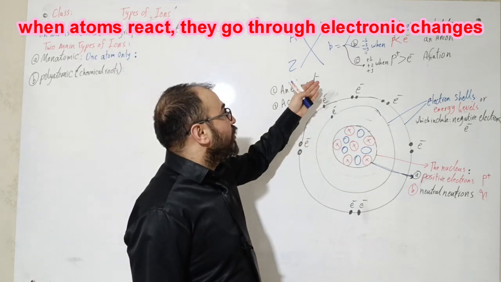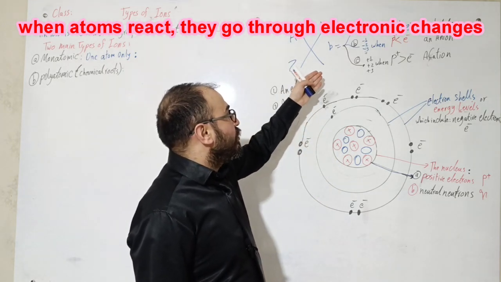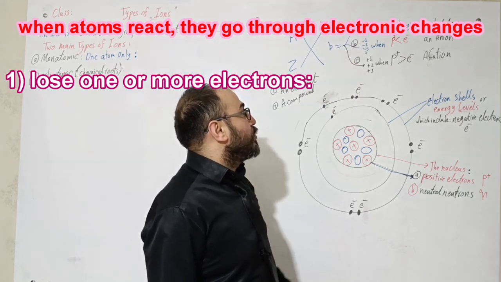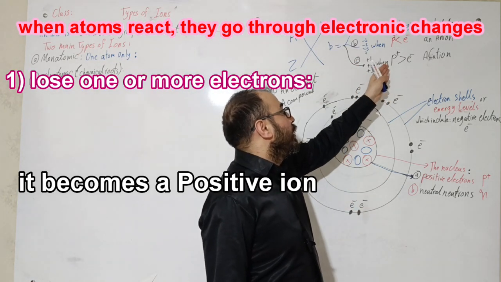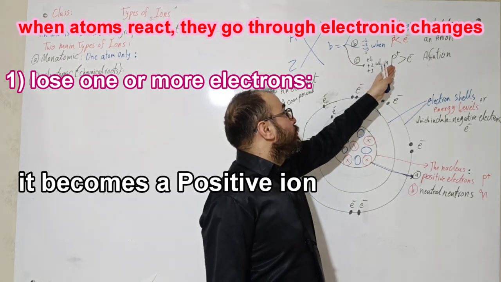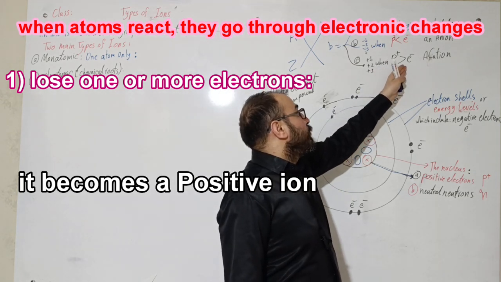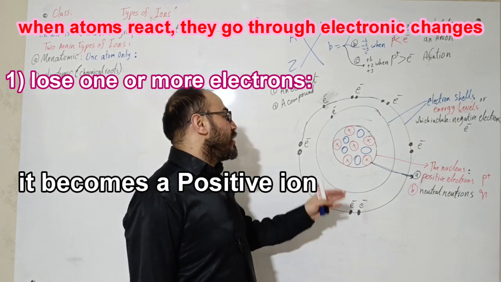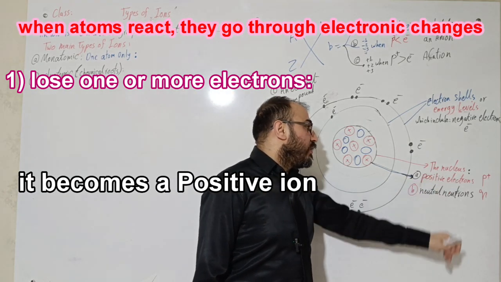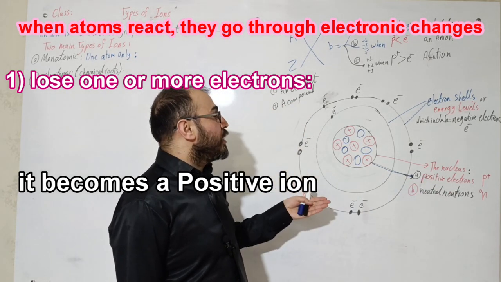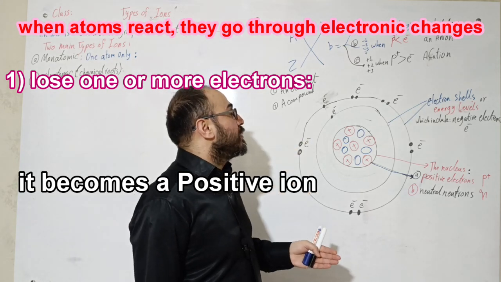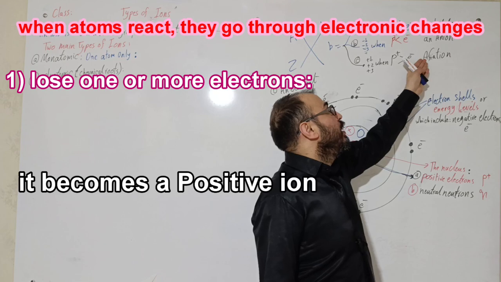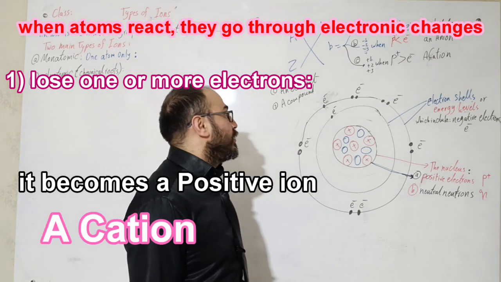The other option in the electronic changes is that when an atom loses one or more electrons, it will become positively charged because the number of protons is going to be higher than the number of electrons. In this case, the positive charge of the protons is going to be prominent over the whole atom, which is now an ion, a positive ion, which is called a cation.